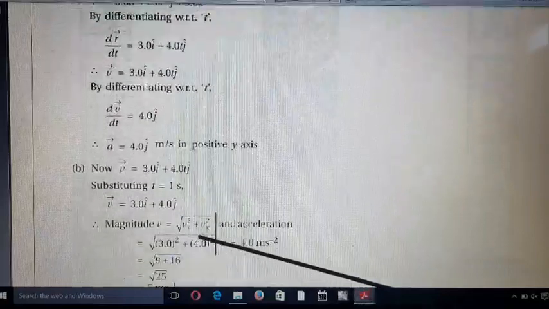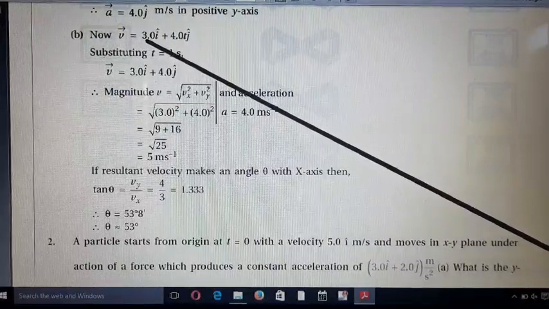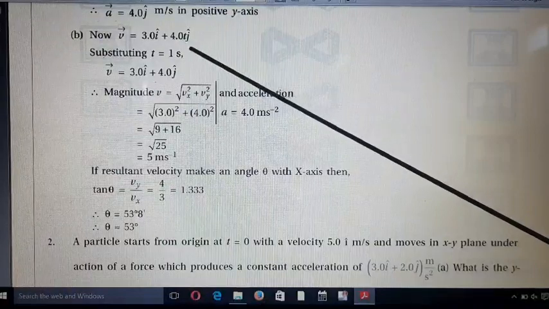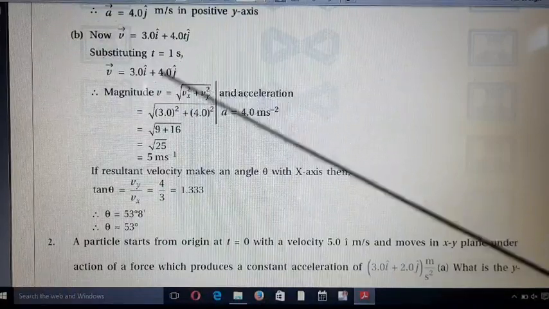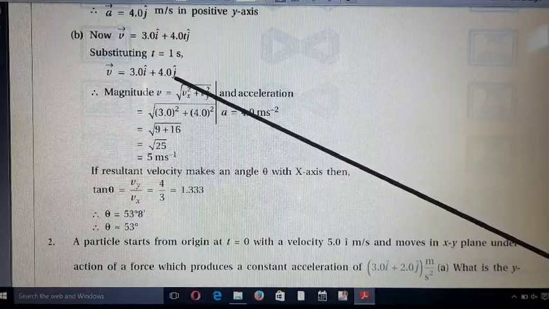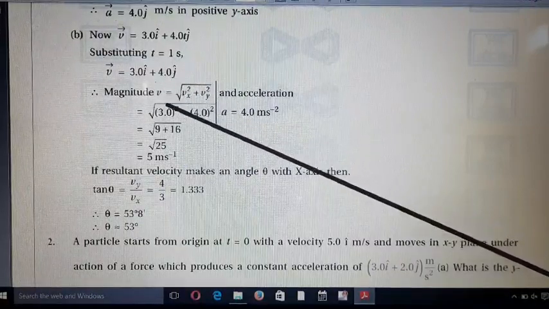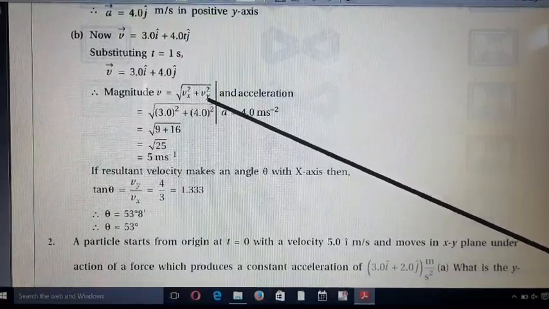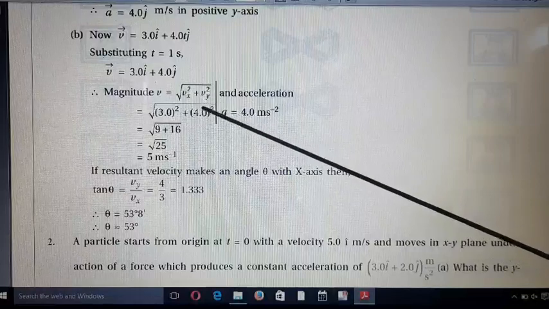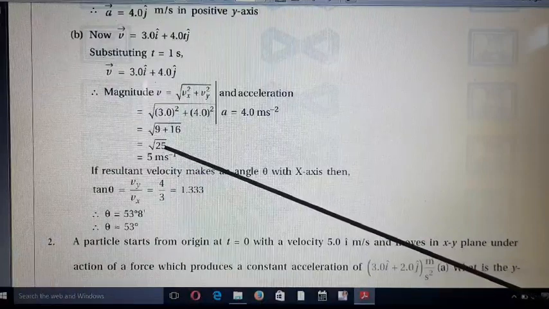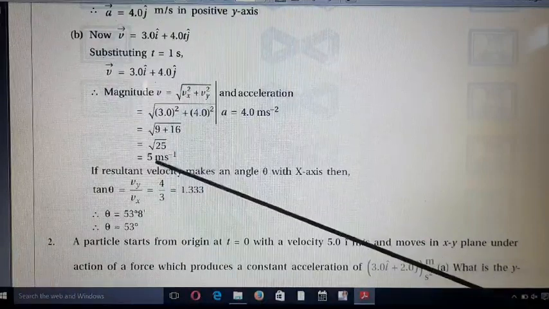Okay. Second, now v = 3 i-caret + 4t j-caret. Now we take t = 1 second, so we get v = 3 i-caret + 4 into 1, means 4 j-caret. Now we want to find the magnitude. With the help of this formula, v = √(vx² + vy²). vx is 3 and vy is 4. So 3 squared is 9 and 4 squared is 16, meaning the square root of 25, and its solution is 5.